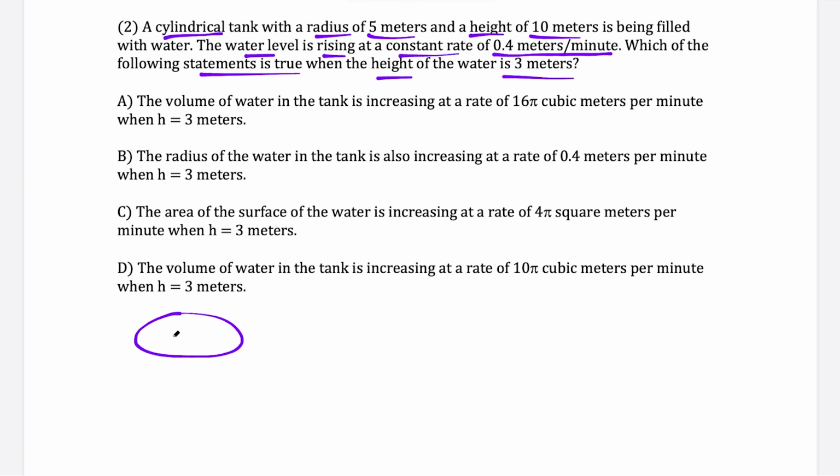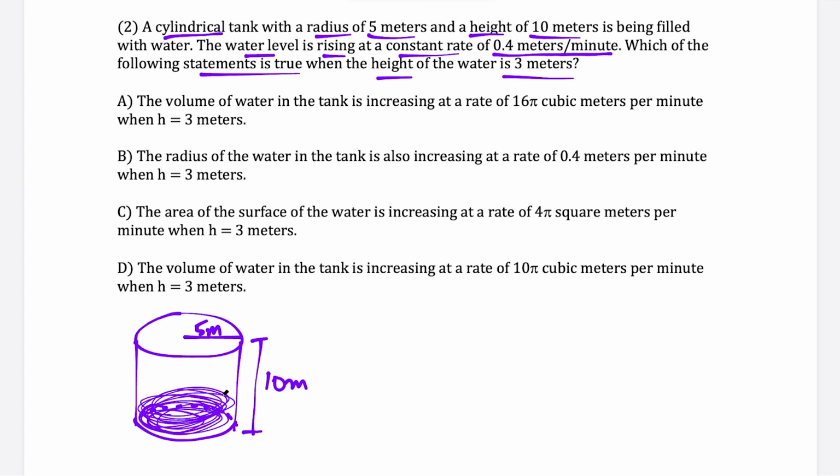So we have this cylindrical tank here, and it's being filled with water. But one thing to be mindful of is that the tank itself is not changing. So the radius of this tank is 5 meters, and the height of the tank is 10 meters. But what we have to think about is that as the water fills this tank, the water level is changing. As the water fills this tank up, the water level is rising, but there is one part of this that's remaining constant the whole time. The radius is not changing as the water level rises.